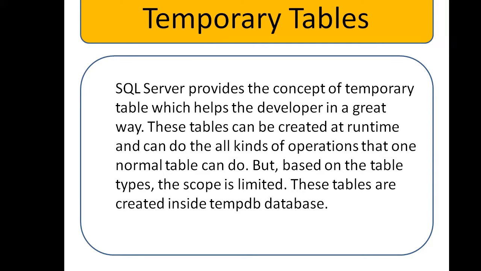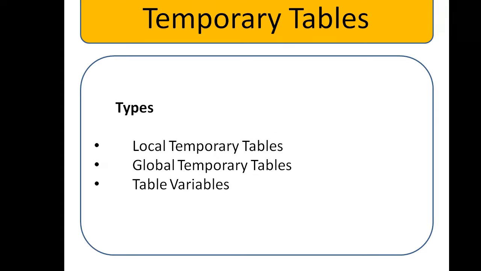There are two types of temporary tables in SQL Server, and we can consider the table variable as a temporary table. So, three types of temporary tables are available in SQL Server. One is local temporary tables, second is global temporary tables, third is table variables.